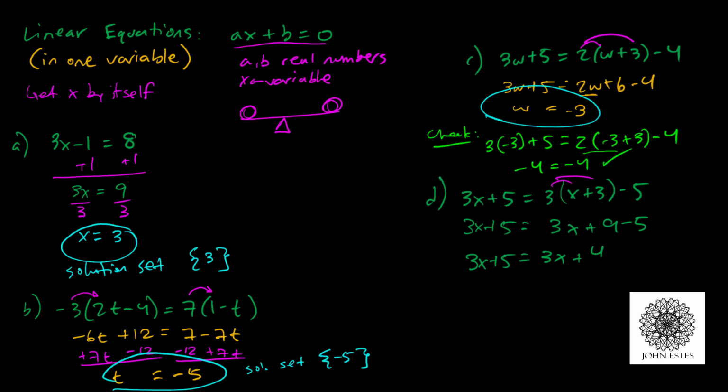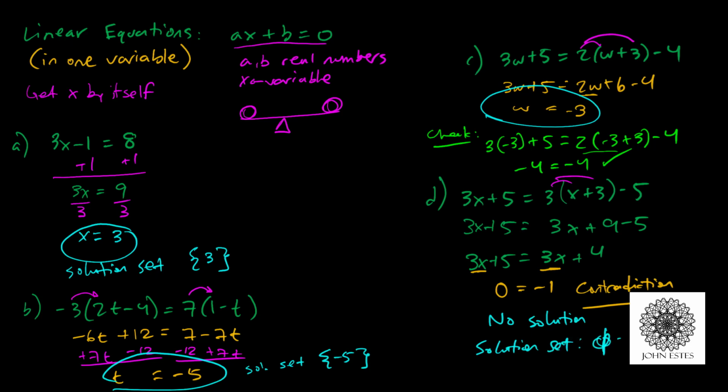And if you start subtracting out, you'll notice I subtract out the 3x's, I get 0 on one side, subtract the 5 over, and get negative 1. And this is a contradiction. Alright, so this is a contradiction, which means we have no solution here. Okay, and if you want to look at the solution set, it is the empty set, which is the set with nothing in it. Okay? Alright, I hope that makes sense.